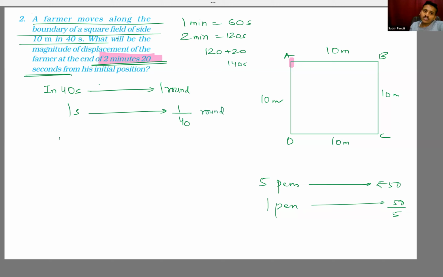So in 140 seconds, how much will the farmer move? 140 into 1 by 40. The 0 and 0 get cancelled, 2 4s are 4, 2 7s are 14. That means 3.5 rounds.